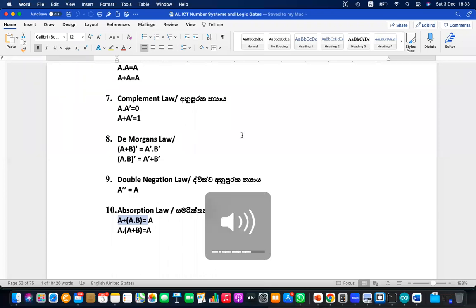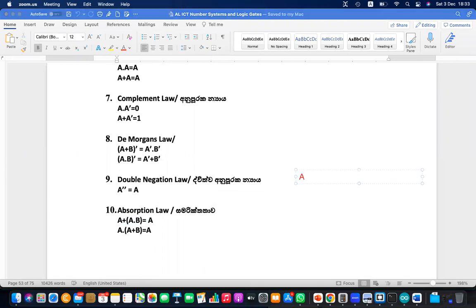Okay, let's try this this way. Okay, so we have this part. On the left hand side, we have A OR (A AND B). Now we are going to solve this. One thing that you can do is apply the distributive law.